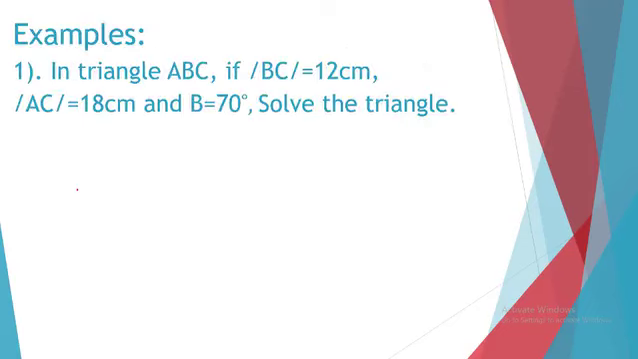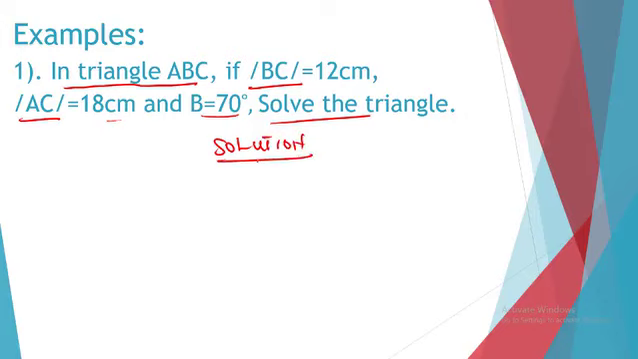Example number one: in triangle ABC, if line BC is equal to 12 cm, line AC is equal to 18 cm, and angle at B is 70 degrees, solve the triangle. To solve the triangle means to find the missing angles and the missing sides. You must find all the missing angles and sides completely.